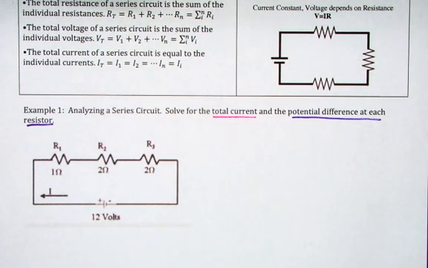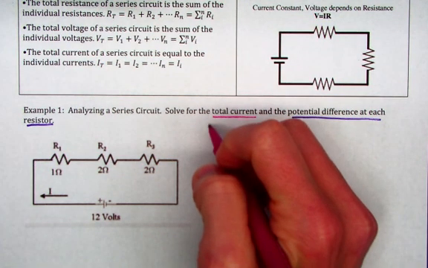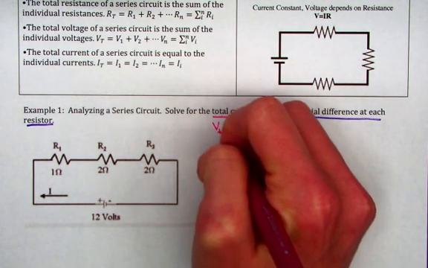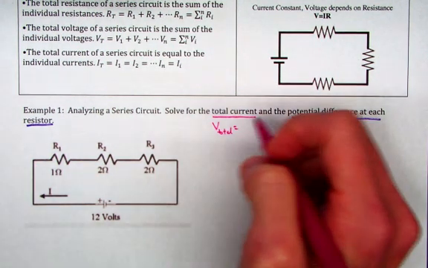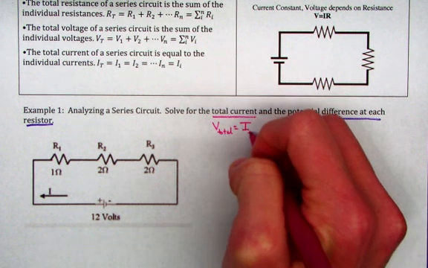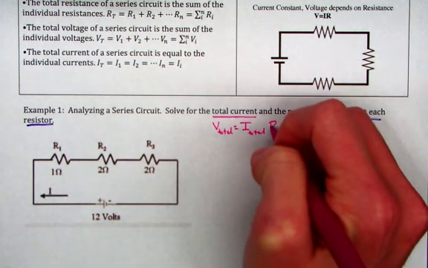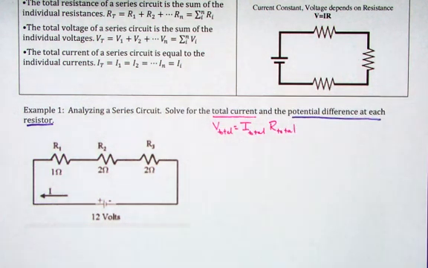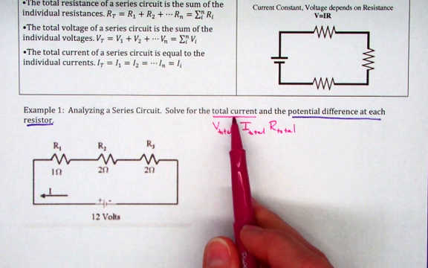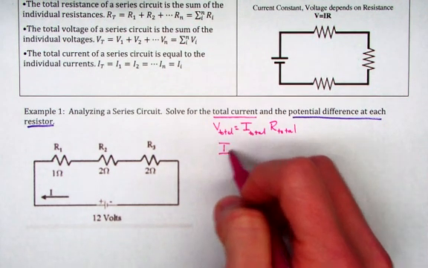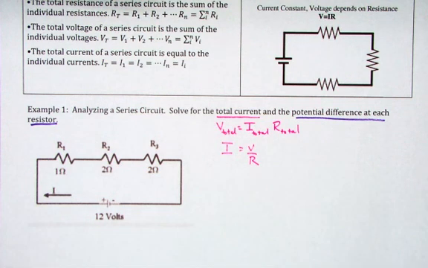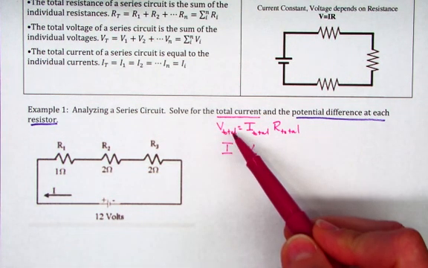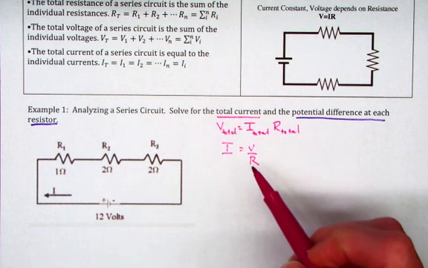Okay, now if I'm looking for the total current, what I do know is that my total voltage, which would be my battery, has to equal the total current, which remains constant, times the total resistance, otherwise known as the equivalent resistance. Now, if I'm looking for current, then obviously I'm going to say I equals V over R. All right, but what is V total? It's 12 volts. What about R total?